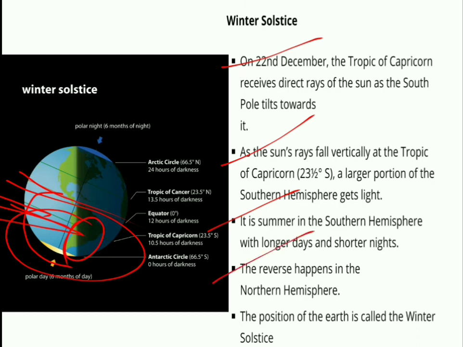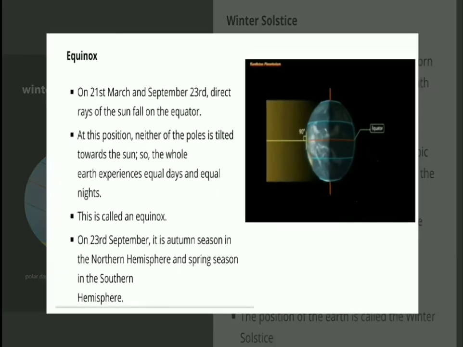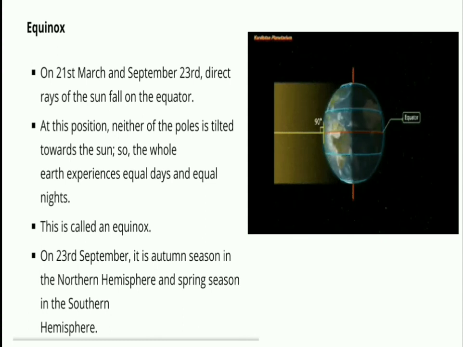And the reverse happens in the northern hemisphere, where we have the winter season. So this position of the earth is called the winter solstice. And next we go through the equinox. As I said, equinox means equal. Equal means what? The days are equal and the nights are also equal. So the earth experiences equal day and equal night.